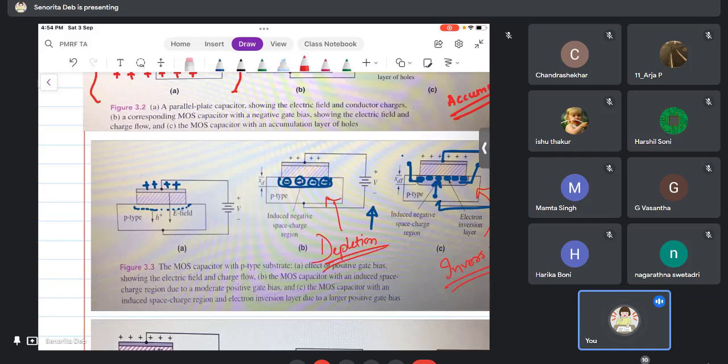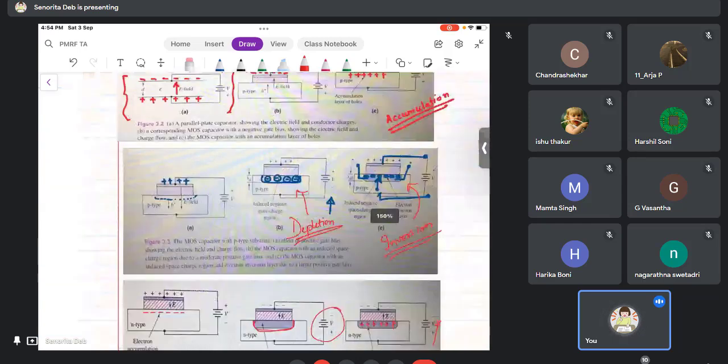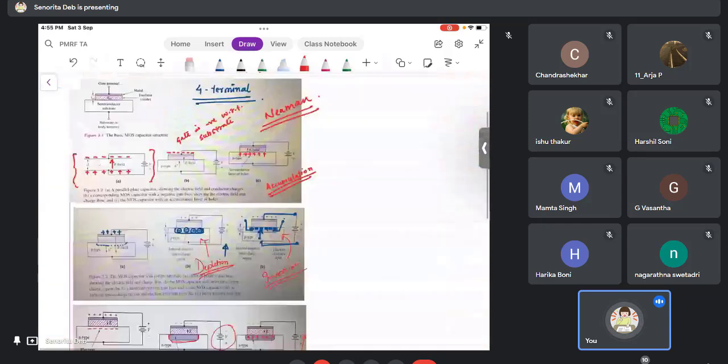So I think in the next class we will see how this can behave as a transistor, and we will go from there. We will take theories only. If you want, we can take some DC based MOS questions also if we finish up quickly. So I think we will continue in the next class from here. If there is any doubt, you can ask me.